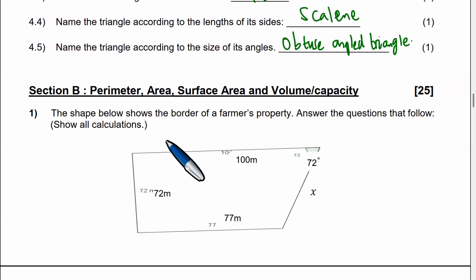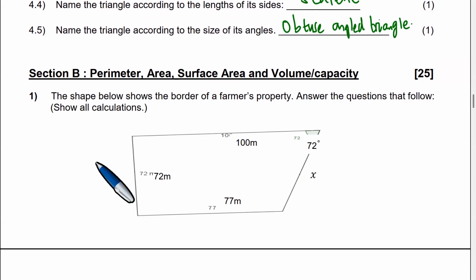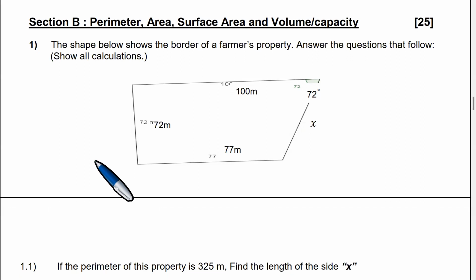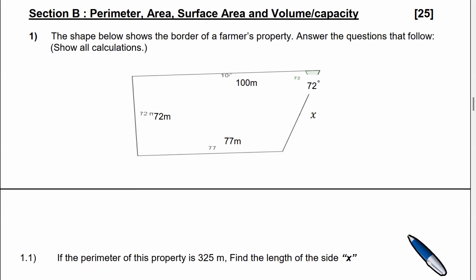Okay, we continue. Section B, we have the perimeter, area, surface area, volume, and capacity. The shape below shows the border of a farmer's property. Answer the questions that follow. Show all calculations. So let's get cracking. If the perimeter of this property is 325, find the length of side X. Are you able to see the question? Yes, sir.